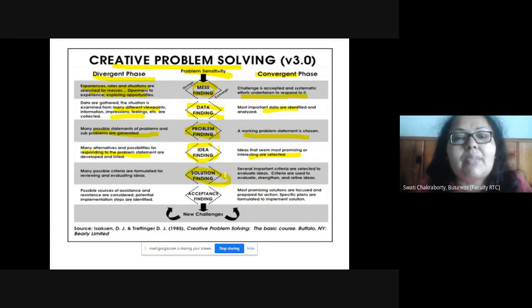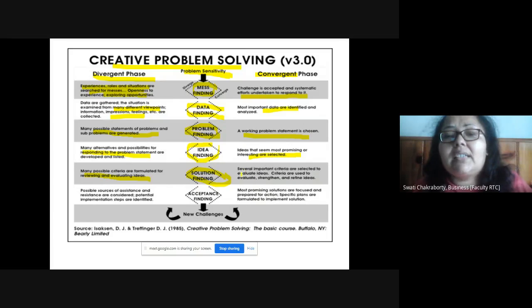Then comes solution finding. Here again, for divergent, you take up all possible criteria that are there and start evaluating them. Whereas for convergent, only the most important criteria are taken and evaluated, only important ones. Then comes acceptance finding. All possible sources of assistance and resistance are considered, right? Whereas for convergent, only the most promising solutions are taken into consideration and specific plans are made.